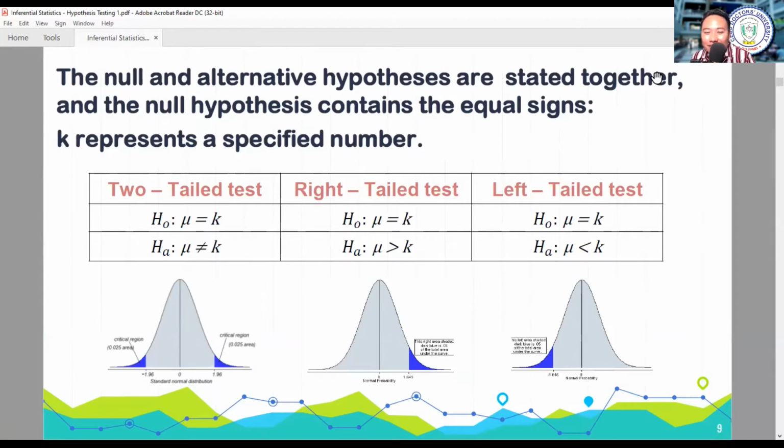One-tailed or two-tailed? Very good. It's one-tailed.